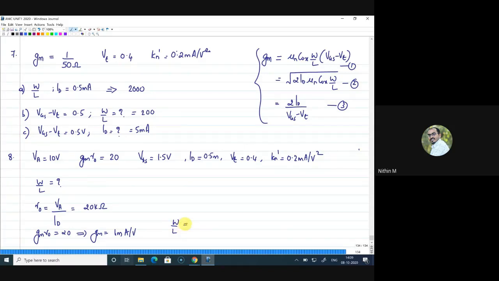What is W by L? All of these are substitutions, which is why I'm not writing any steps. W by L can be obtained from the gm equation itself. You can use this equation: gm equals the square root of 2 ID mu Cox W by L. W by L is the only unknown. Mu Cox is given, ID is also given, gm is also given. So what is W by L?